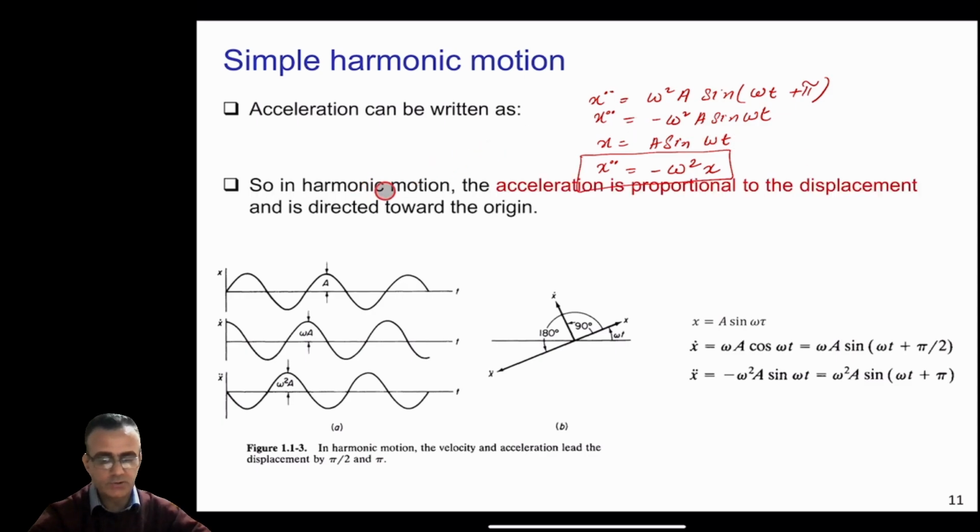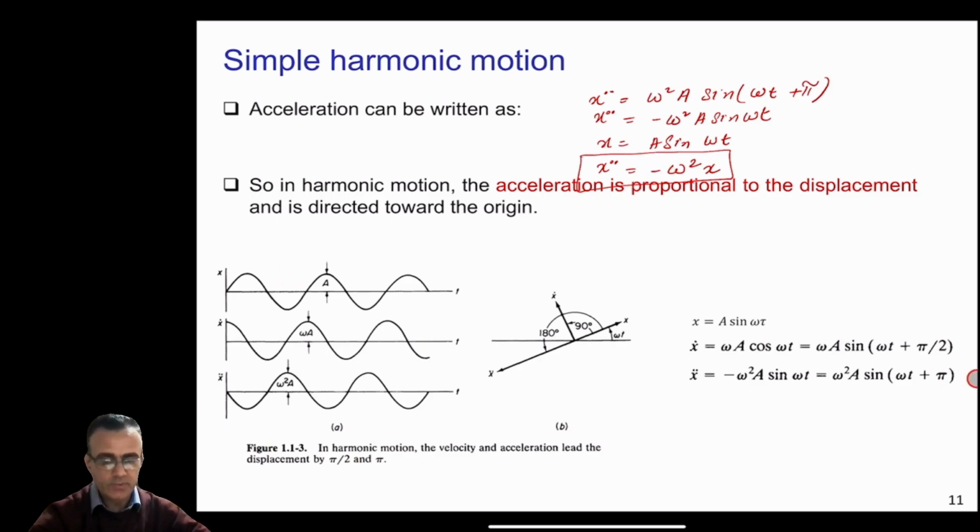So now, in simple harmonic motion, acceleration is proportional to the displacement and is directed toward the origin. This means that the acceleration is directly proportional to the displacement, and the negative sign means that it's always toward the origin here.